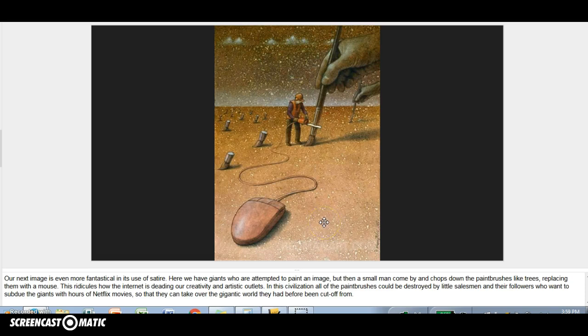If we were going to take this problem and turn it into a civilization, all of the paintbrushes in the world that these giants have built could be destroyed by these little salesmen and their followers who want to subdue these giants by having them watch hours of Netflix movies.